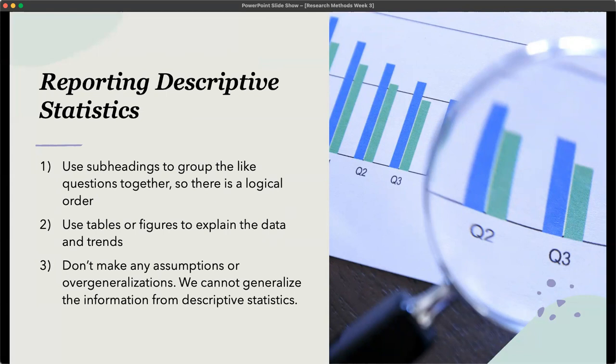So when we use inferential statistics, we can infer that if it is true for the sample, it is true for the population that that sample represents. If we are only using descriptive statistics, we cannot assume that the population would also follow the trend that we're finding with the data in the descriptive form.